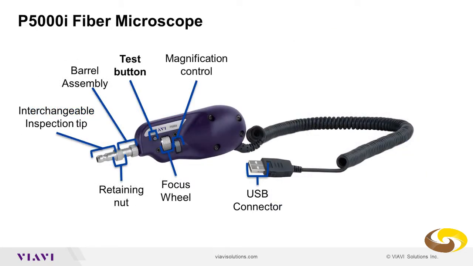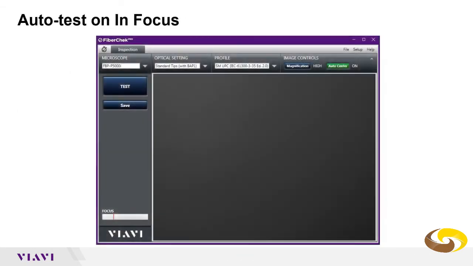To use the P5000i on your laptop or PC, connect the P5000i's USB connector to a USB port on the computer. Please note the location of the test button. This button is used to enable the Auto Test on In Focus feature. I will now demonstrate how to set up and run pass-fail analysis with the Auto Test on In Focus feature.